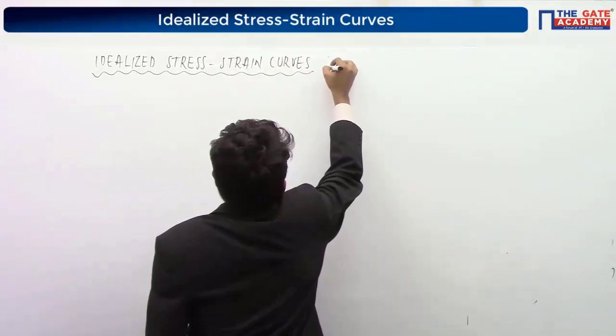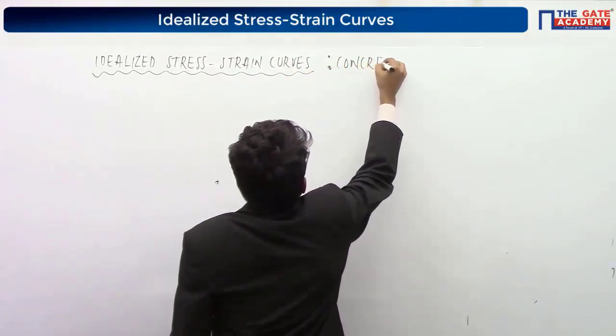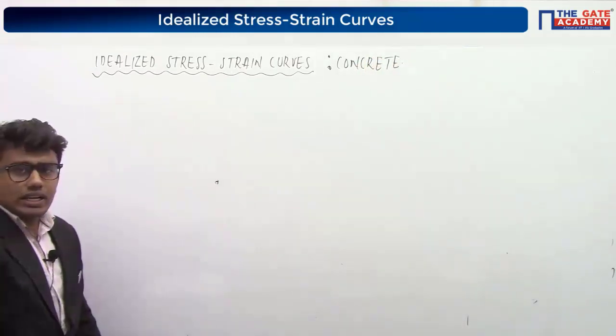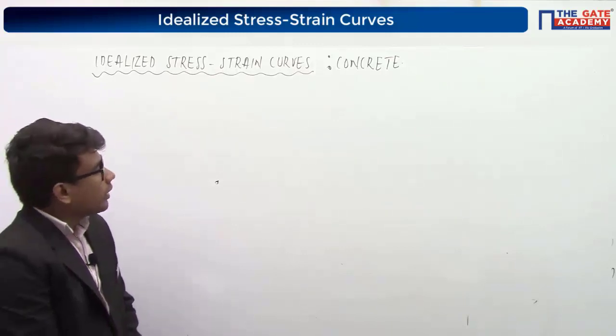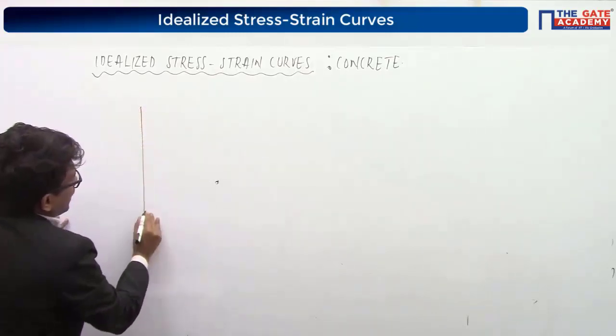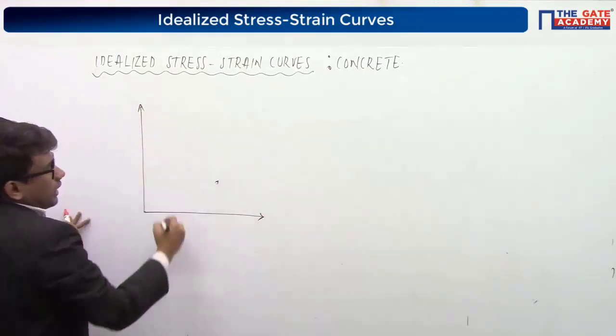First we will discuss our concrete. Idealized stress-strain curve of concrete. What is this? We have already discussed the stress-strain curve of the concrete. As we have discussed, it is a non-linear curve like this.